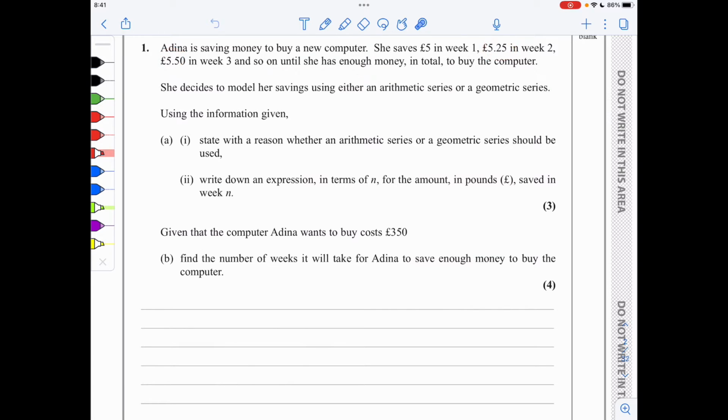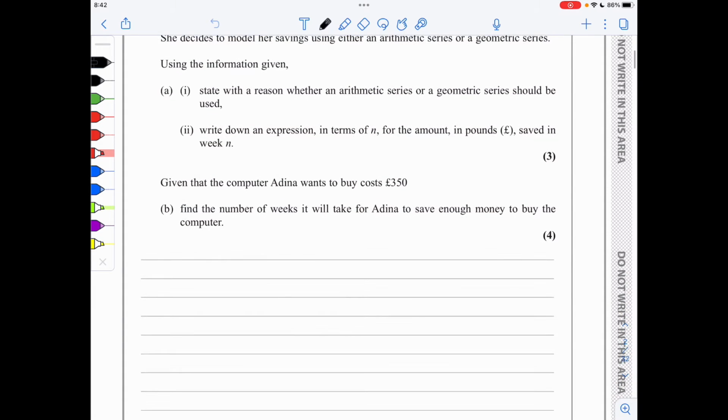So we need to state with a reason whether this is an arithmetic or a geometric series. We notice that there is a common constant difference, and this means that it has to be an arithmetic series. So we say arithmetic series, since we have a constant common difference in the amounts.